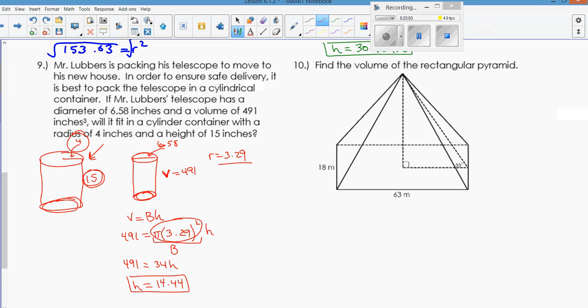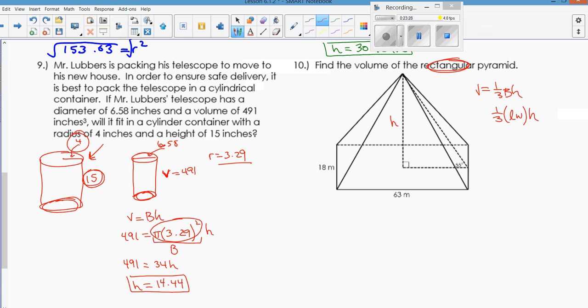Find the volume of the rectangular pyramid. So we know our base is a rectangle. Because it's a pyramid, we're going to be doing 1/3 area of the base times height. Because it's a rectangle, I know the area of the base is length times width, times height. So those are the three things that I need. Well, this is my height. When I look at my rectangle, I already have the length and the width. So the only thing that I'm missing is my height.